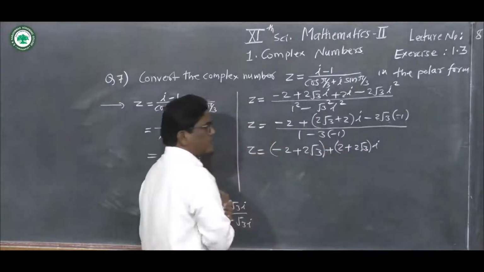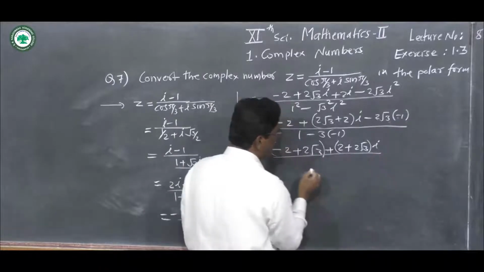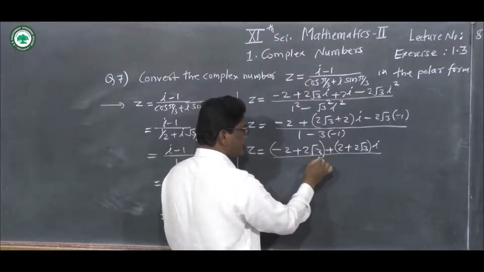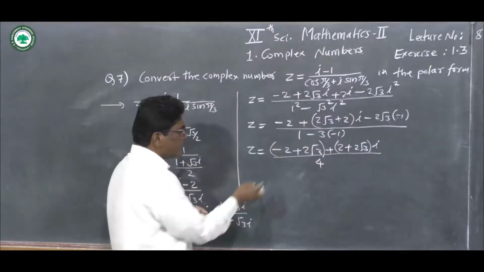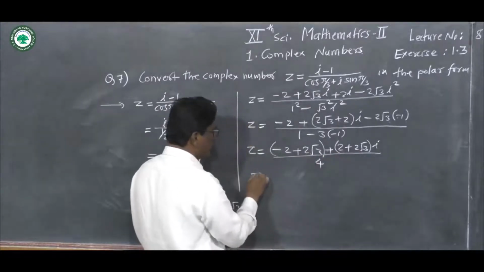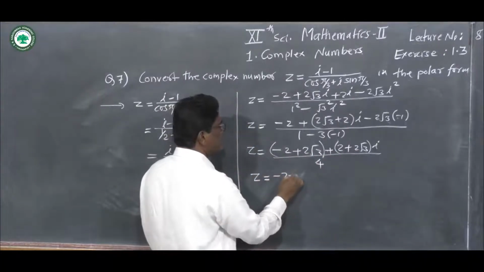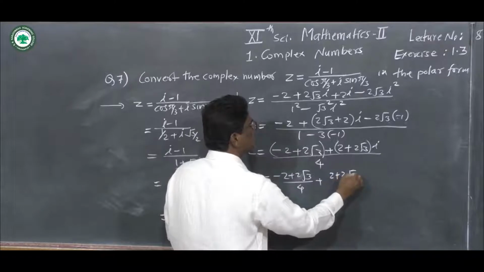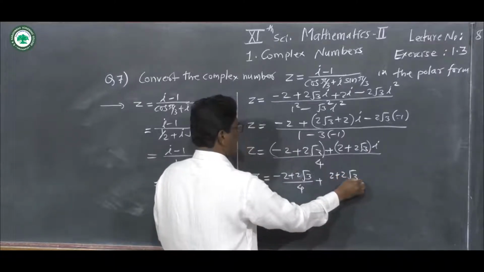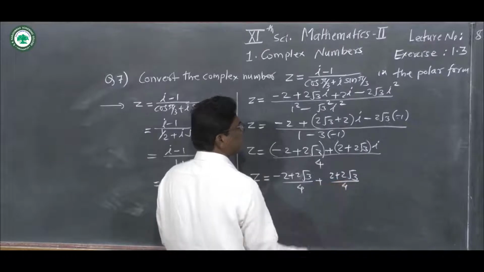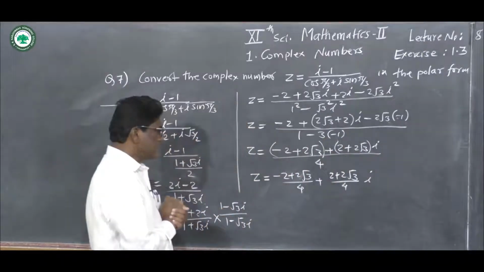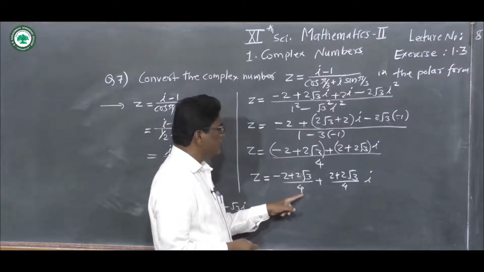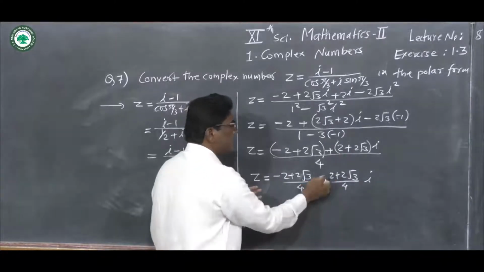This we write also in one round bracket, divided by here 1 minus minus plus 3 into 1, 3. 1 plus 3, that is 4. Okay, so divide separately the real part and imaginary part. So we get here z is equal to minus 2 plus 2 root 3 divided by 4 plus 2 plus 2 root 3 divided by 4 into i. Okay, so if we take 2 common and divide by this 4, then 2 2s are 4, here also 2 2s are 4. Firstly take 2 common and then divide.